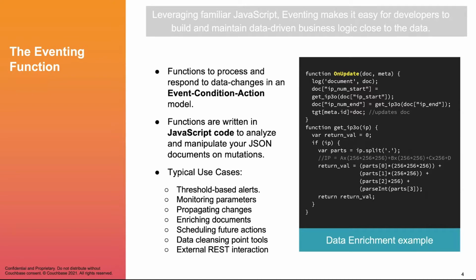close to their data. Functions process and respond to data changes in an event condition action model. A data change is termed a mutation. Functions are written in JavaScript code to analyze and manipulate your JSON documents on each and every mutation.